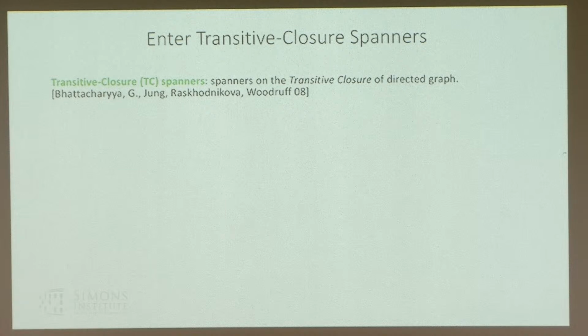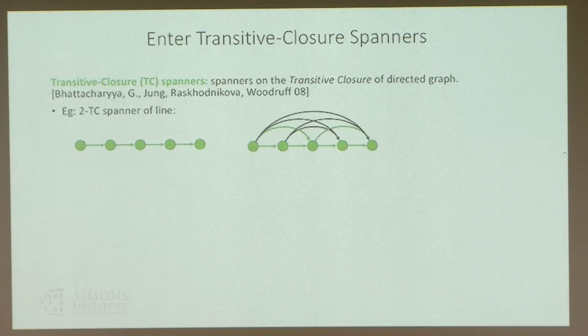So given a directed line, take the transitive closure. So whenever you have a path, now you can add an edge, and take a 2-spanner on this graph, for instance. There is also another view of spanners: you're given the graph and then you just want to add edges in order to shortcut the long paths, and so get a smaller diameter.